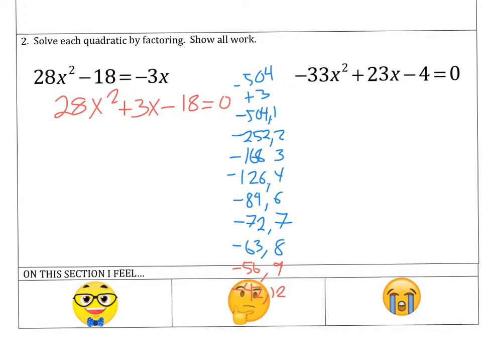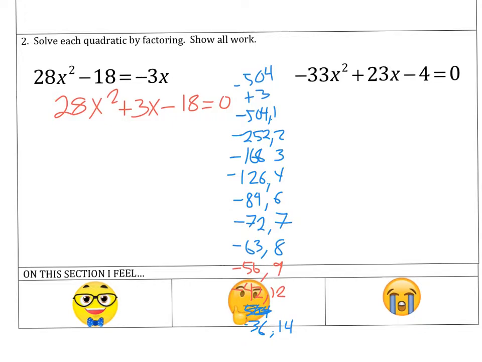Hopefully you skipped around a little bit instead of following the exact sequence that I'm doing. 13 doesn't work. 14 should work. 504 divided by 14. We're at 36. 504, 36, and 14. 15 won't work. 16 will work. 504 divided by 16. Oh, it doesn't work.